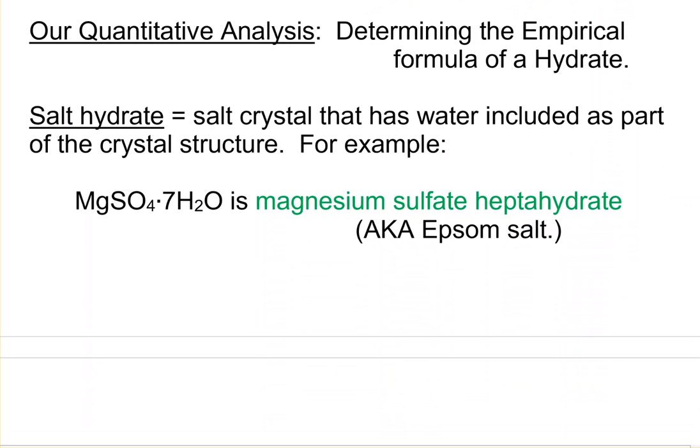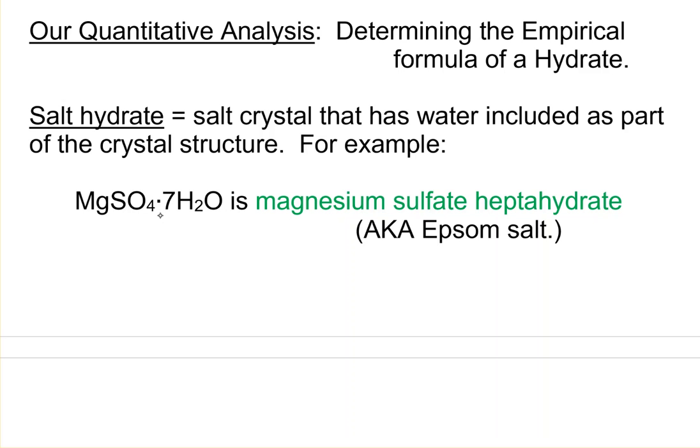Okay, on our quantitative analysis, we're going to determine the empirical formula of a hydrate. A salt hydrate is a salt crystal that has water included in it as part of the crystal structure. So it's part of what's bonded in there. And this is how we write it.